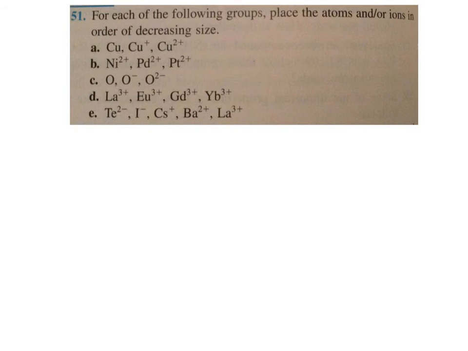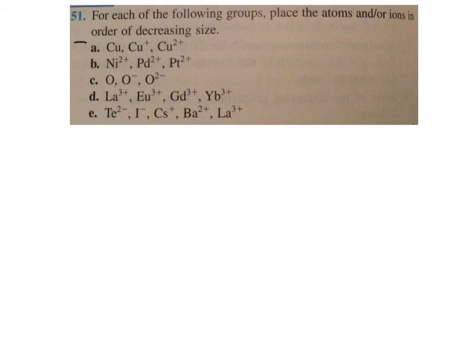So let's skip to 51. For each of the following groups, place the atoms or ions in order of decreasing size. So we look at copper, and we've got a copper +1 and a copper 2+. A copper atom is an atom that will lose electrons because it's a metal. When it loses its first electron, it goes to copper plus. That's going to reduce its size a little bit, and then you lose another electron, it's going to reduce it even more.